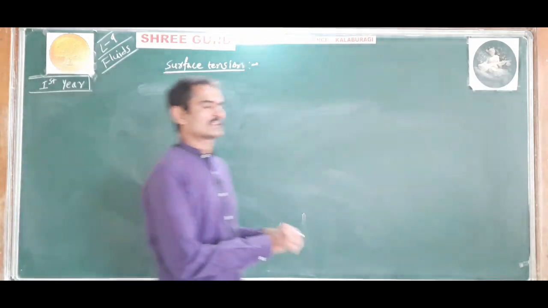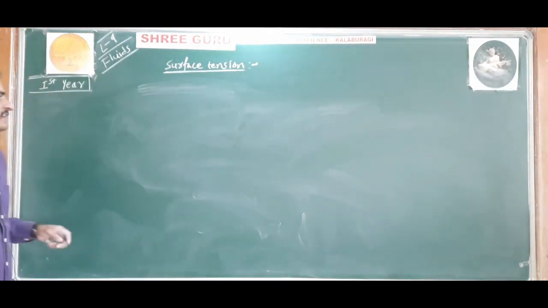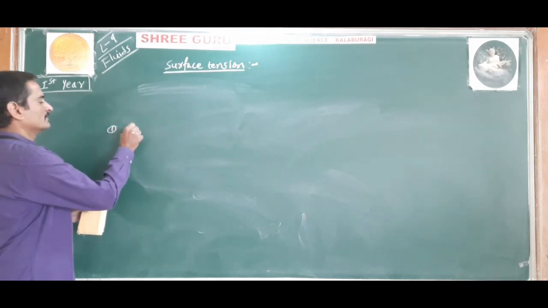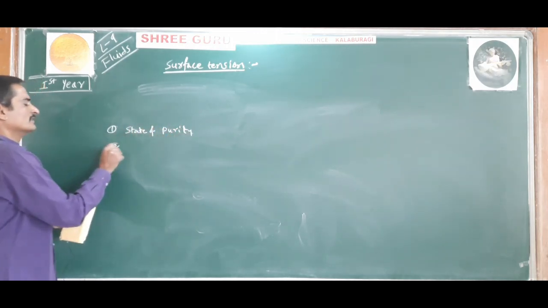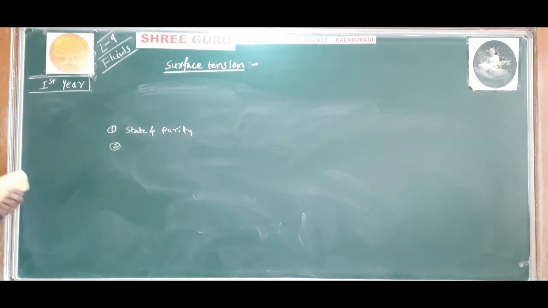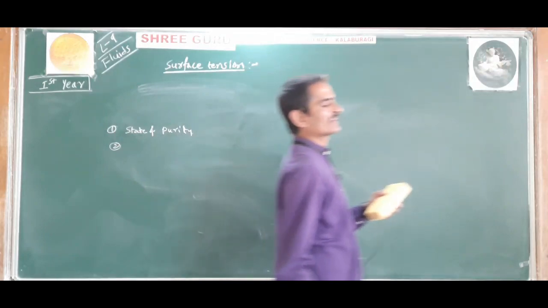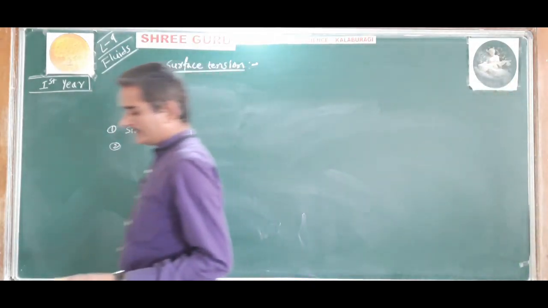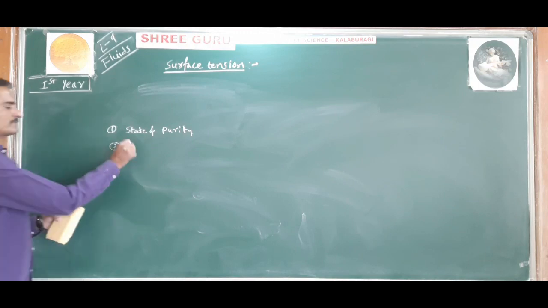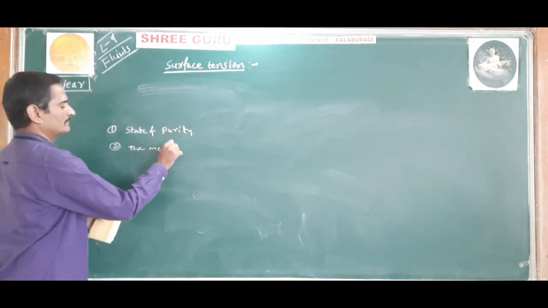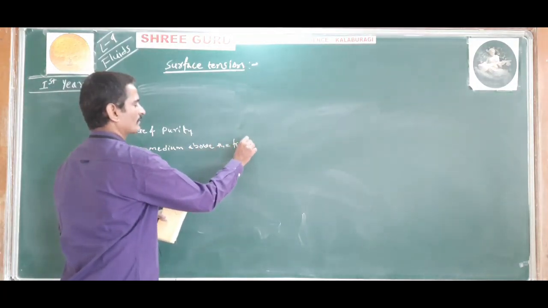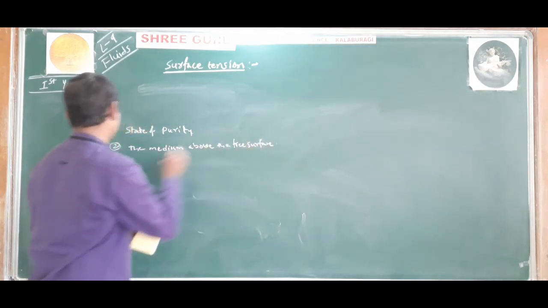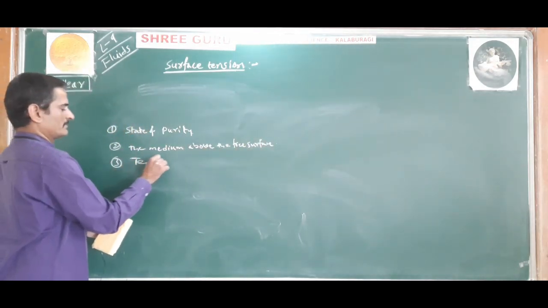The factors on which surface tension depends. The surface tension depends upon the state of purity. And second, the medium above the free surface of the liquid. And third, temperature.